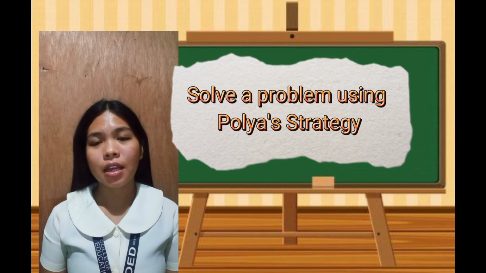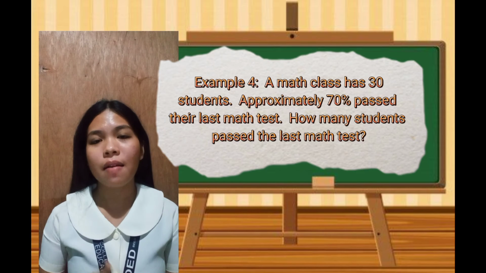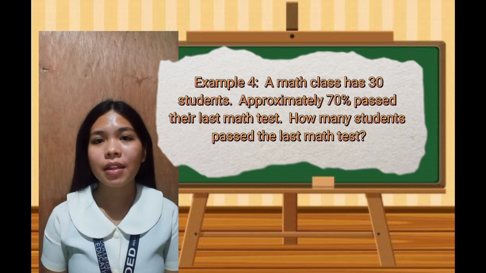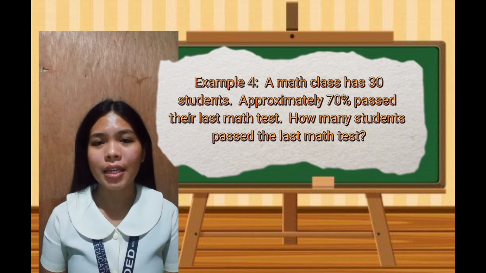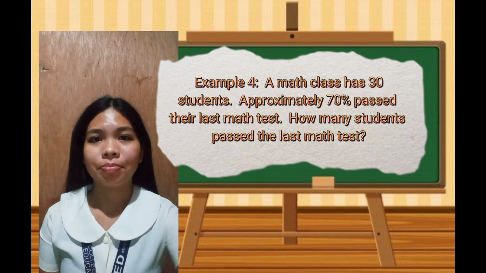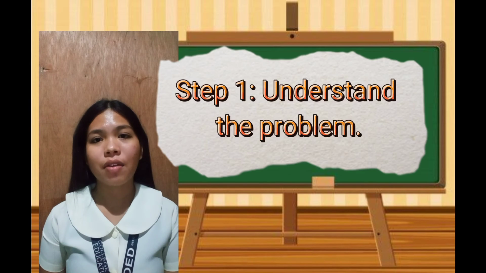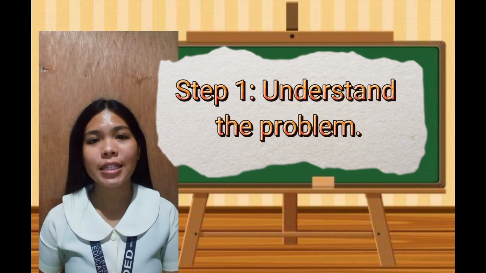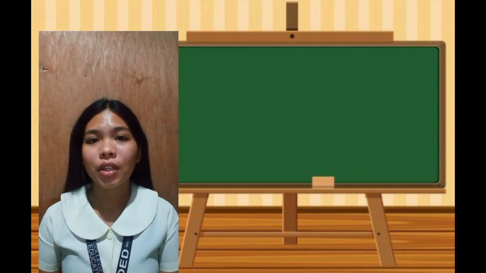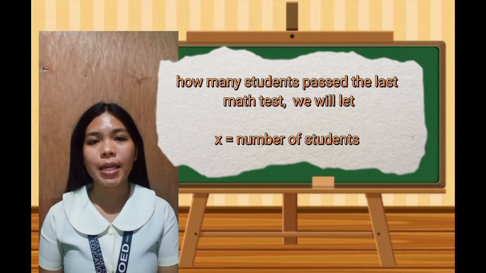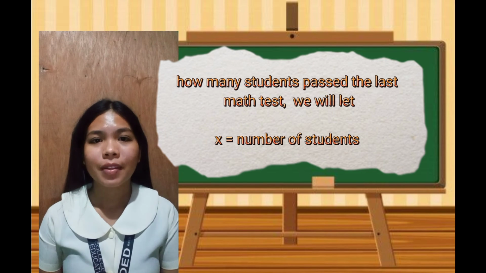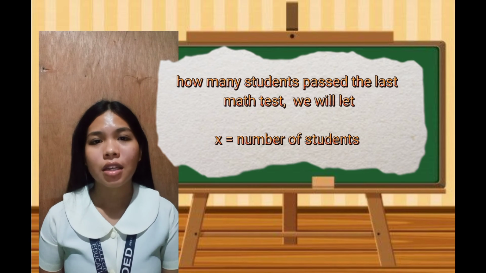Solve a problem using Polya's strategy. For example, a math class has 30 students, approximately 70% pass their last math test. How many students passed the last math test? Step 1 is to understand the problem. Make sure that you read the question carefully several times. We are looking for how many students passed the last math test. We will let x be the number of students.